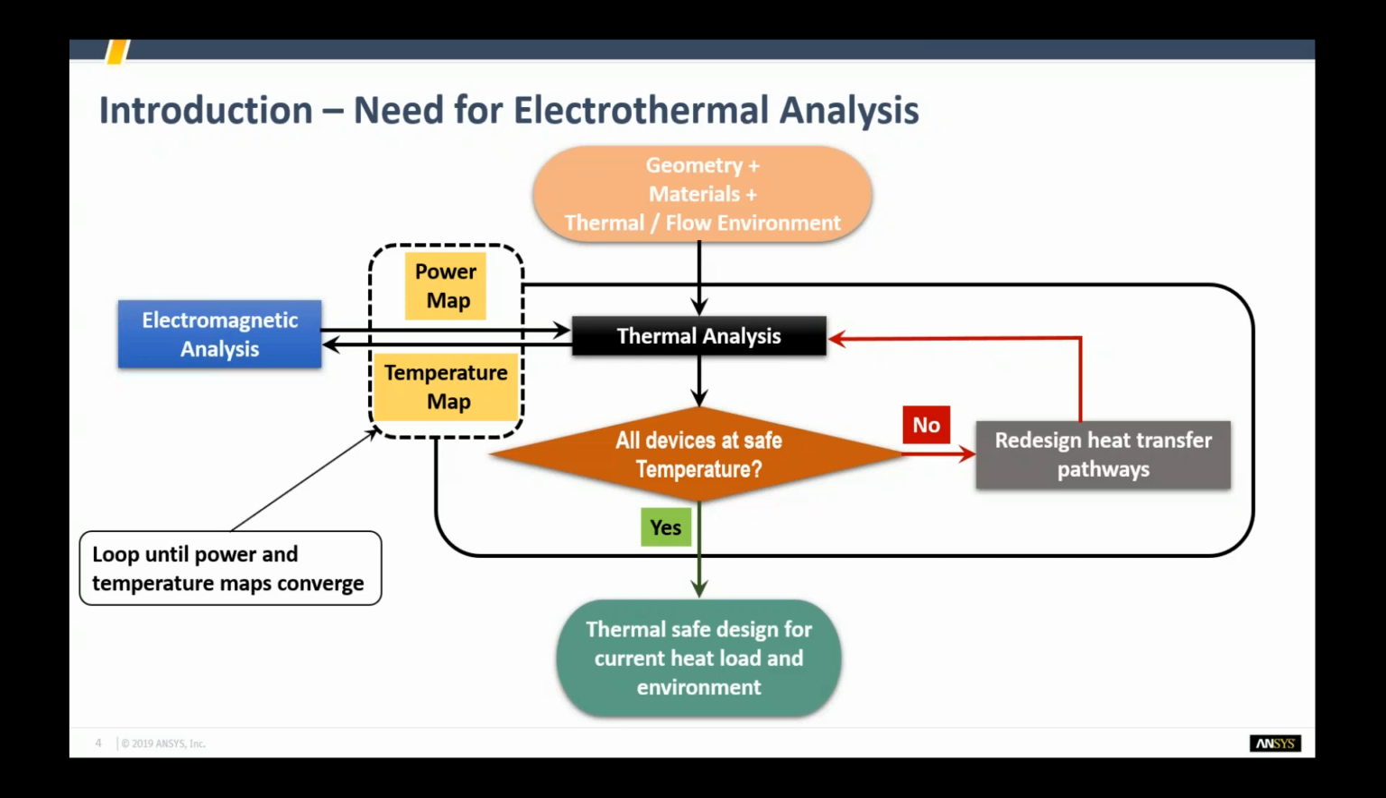On the parallel side, we can do a power map, or we can do a temperature map to pass it to electromagnetic analysis, or get a power map from electromagnetic analysis to the thermal analysis. So this loop will continue until the power and temperature maps converge. Once those are converged, the electromagnetic and thermal analysis loop will end.